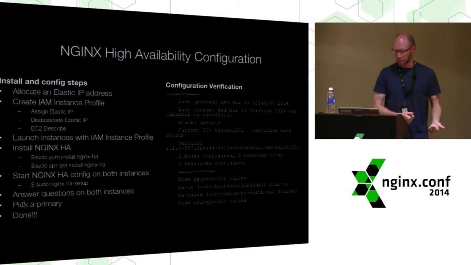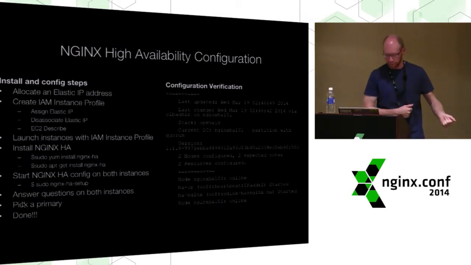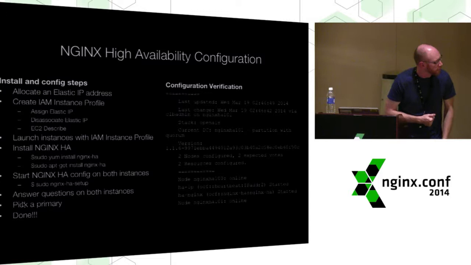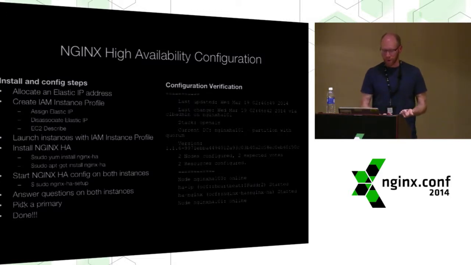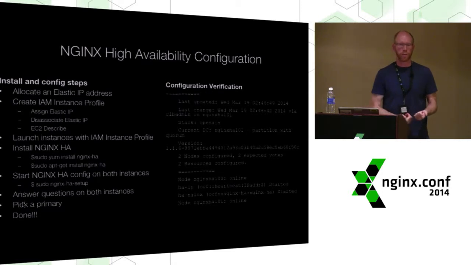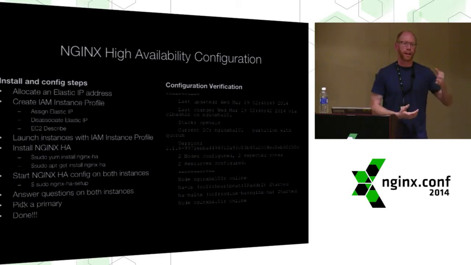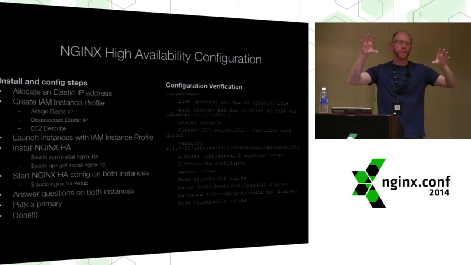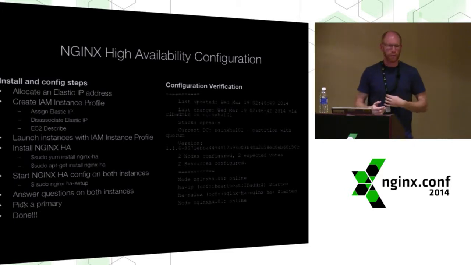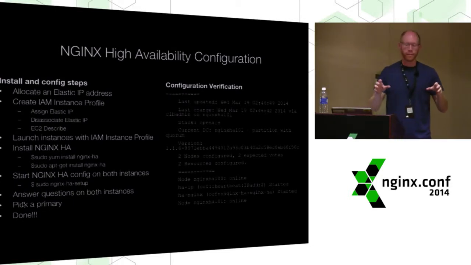Then you're going to install Nginx HA. There are the yum and apt-get commands there. You're going to start the configuration on both instances. So you have both instances up in your console, and you run this setup command. It's going to start asking you a series of questions. It's going to ask, what's the EC2 instance ID of the other instance that's going to be in my cluster? So you put the IDs in each of the console windows. It's going to ask what the host name is for each of the hosts, and you define that.